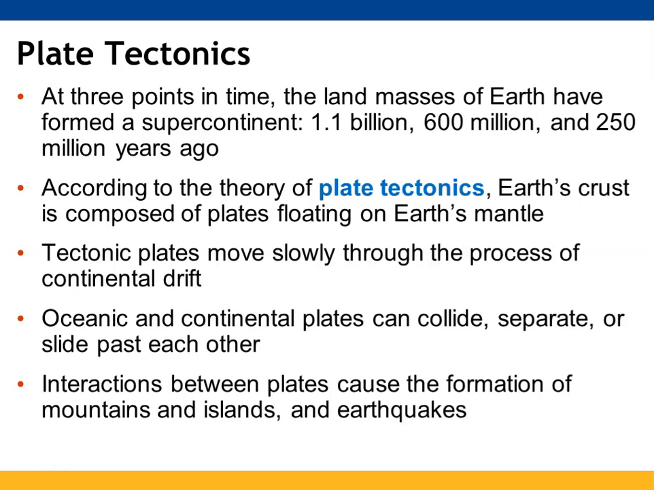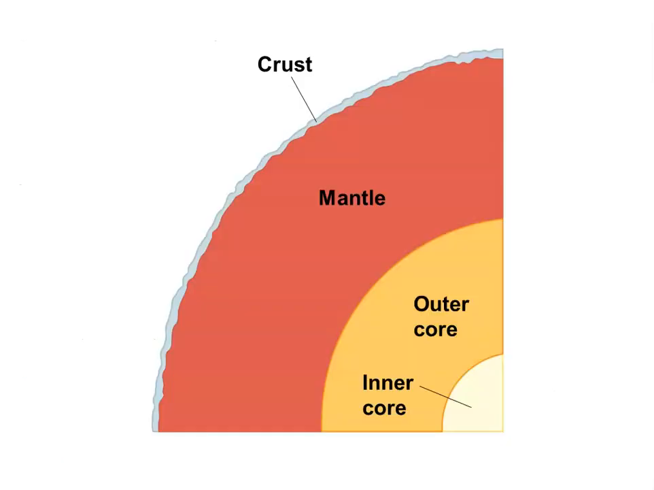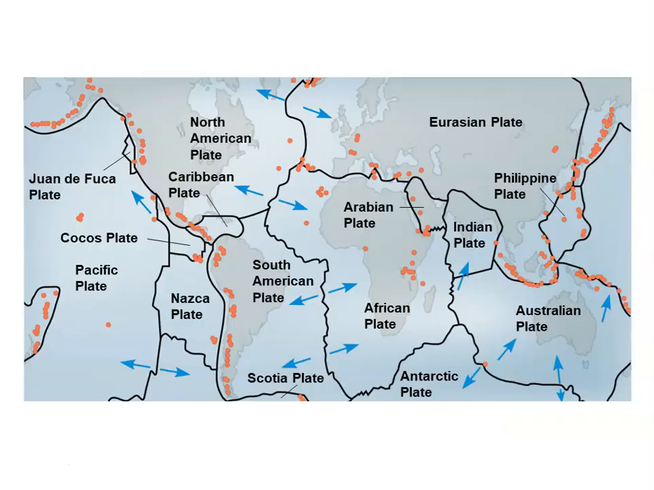Both oceanic and continental plates can collide. They can separate or they can slide past one another. When they interact with one another, they cause mountains and islands to form, as well as earthquakes to erupt. So there's your crust floating on top of the mantle, and then your inner and outer core. And there are the plates making up our planet.